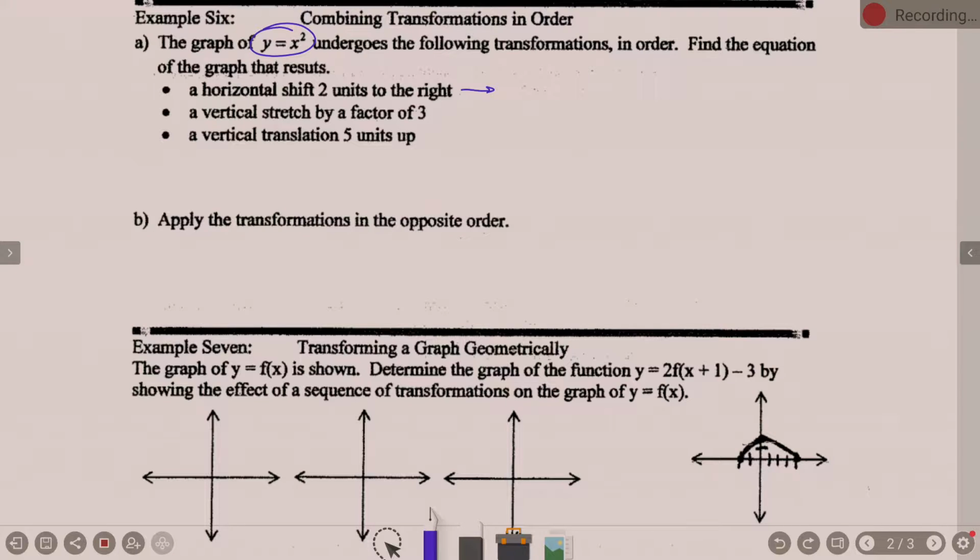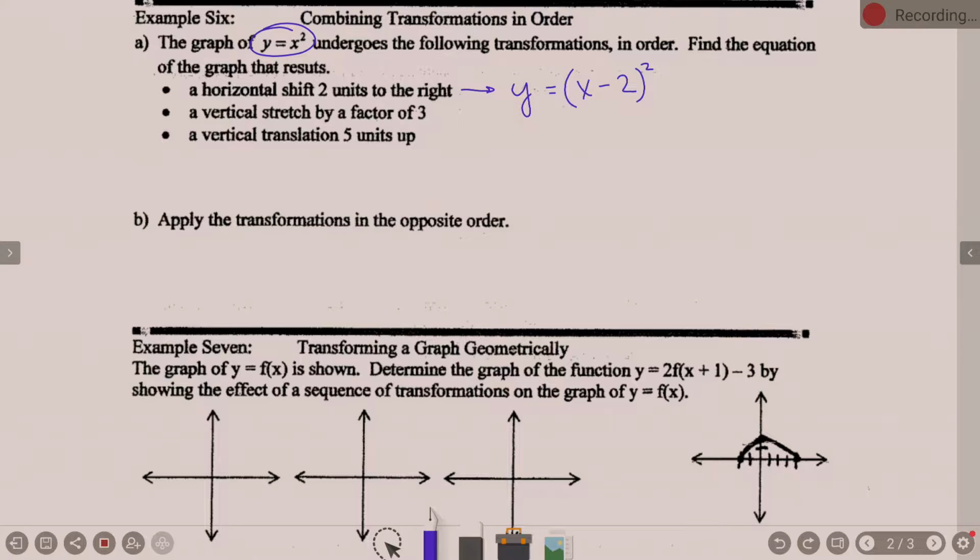So how do I show a horizontal shift 2 units to the right? It'd be minus 2, in parentheses. So if I say y equals, not quite. It's not x squared minus 2 in parentheses. X minus 2 quantity squared. Because if you just say x squared minus 2 and then just put parentheses around it, that's still vertical. So x minus 2 quantity squared. That's taking us right 2.